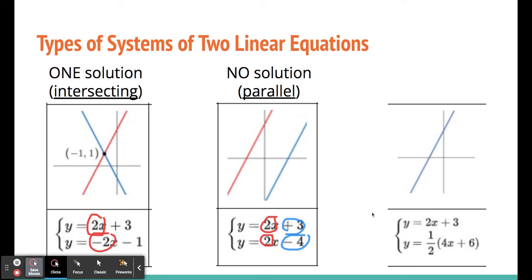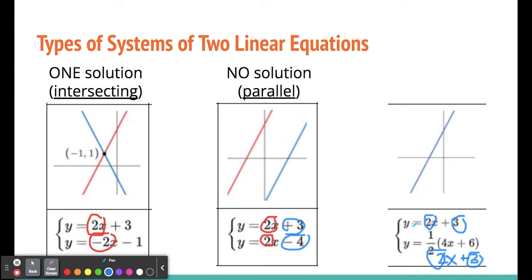Finally, there are these kind of weird ones where you type in two different equations, or two equations that look different, but you only get one line. This happens when you have two equations in a system that are actually equivalent to each other. So we can see here, if we did the distributive property, we would get 1/2 times 4x becomes 2x, and 1/2 times 6 becomes 3. These are exactly the same. They have the same slope, 2, and they have the same y-intercept, 3.